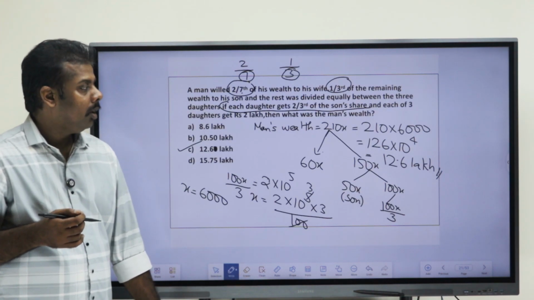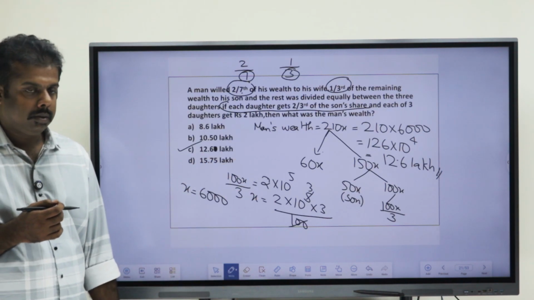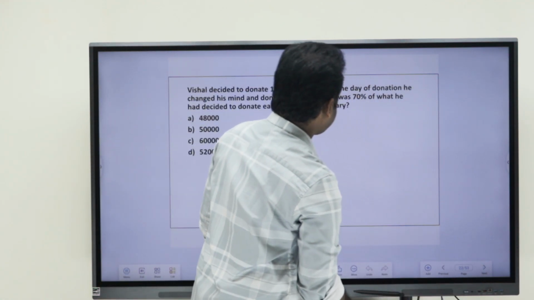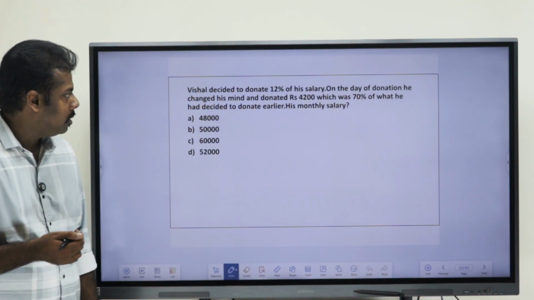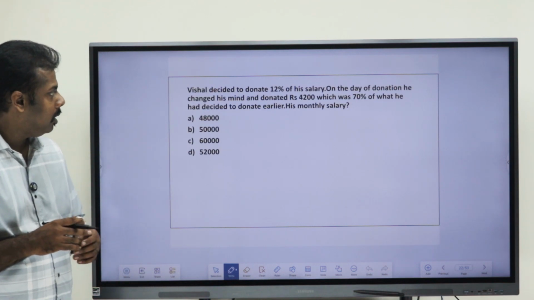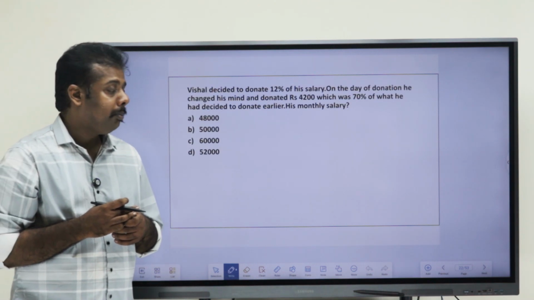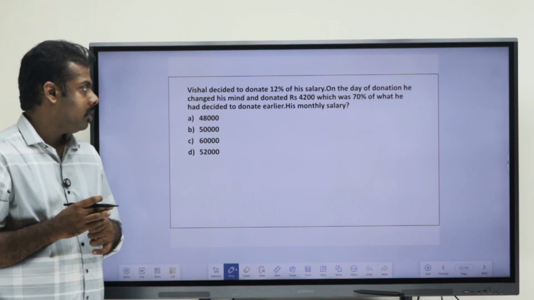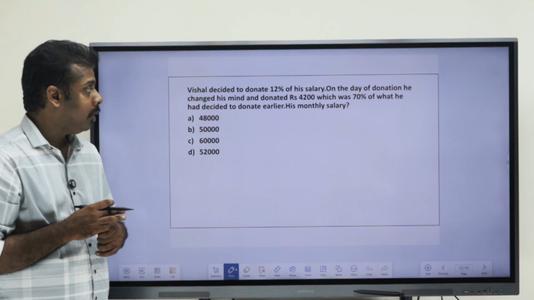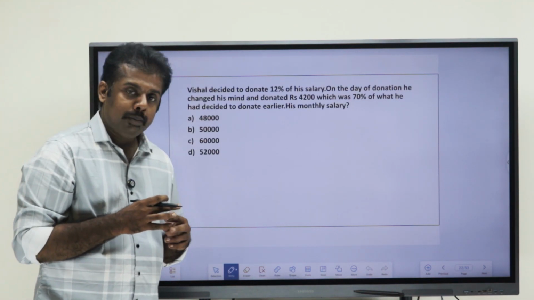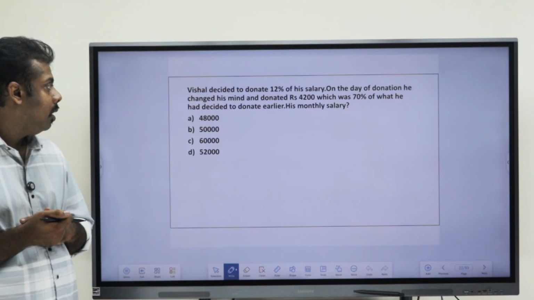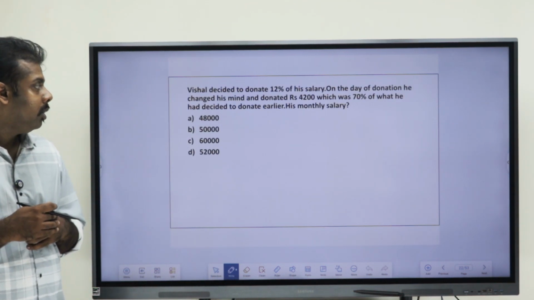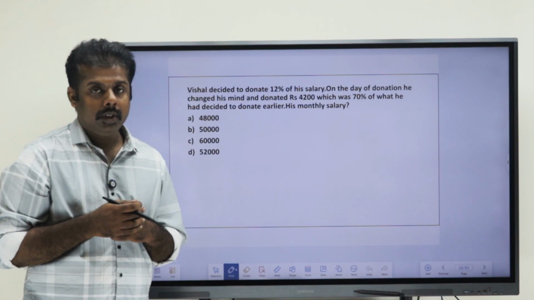Now I think we can move to the next question. The next question says that Vishal decided to donate 12% of his salary. On the day of donation, he changed his mind and donated 4,200, which was 70% of what he had decided to donate earlier. So his monthly salary is what we need to find out.